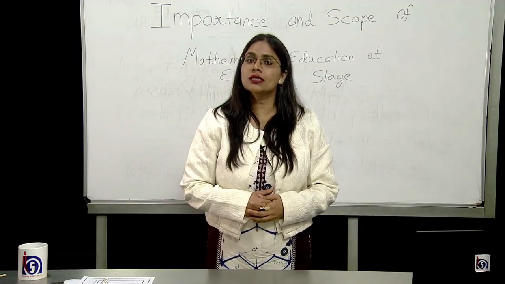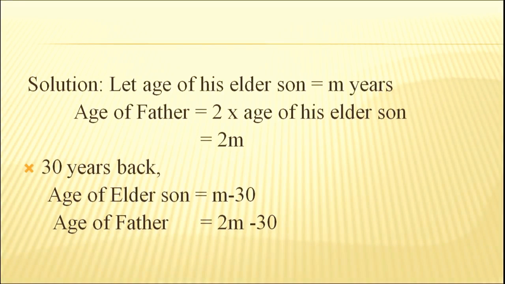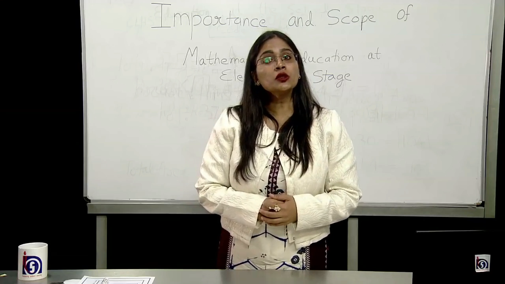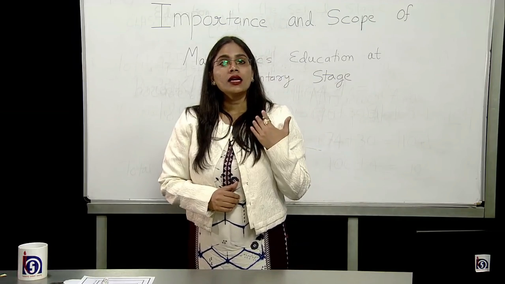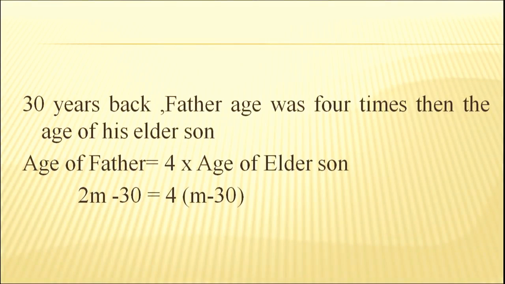So here's the solution. Suppose the age of the elder son is m years. So according to the equation, the age of the father is 2m. 30 years back, the age of the elder son equals m minus 30 and the age of the father is 2m minus 30. According to the situation, 30 years back, the father's age was 4 times the age of his elder son.